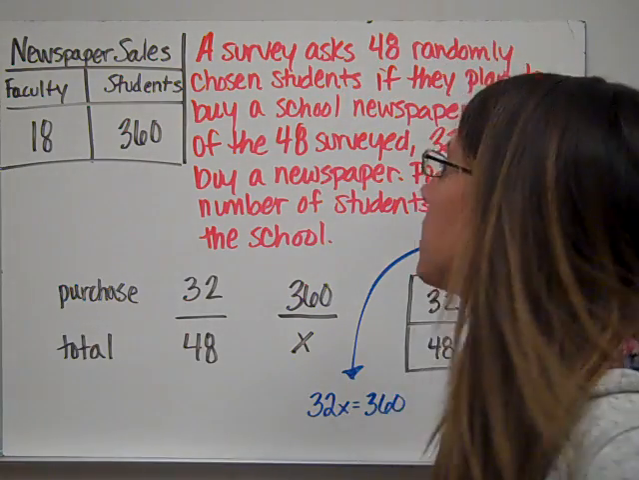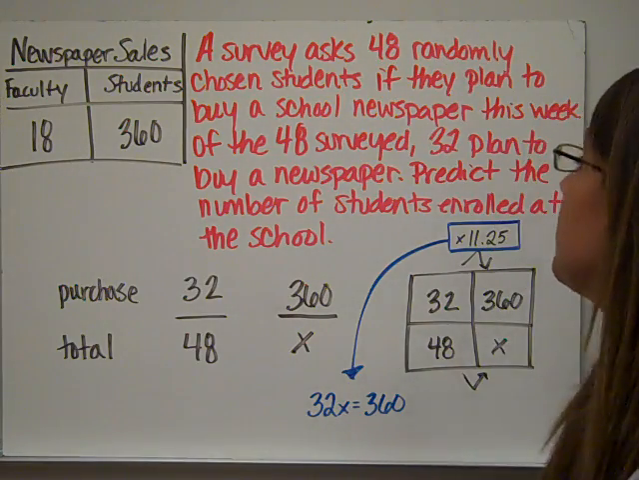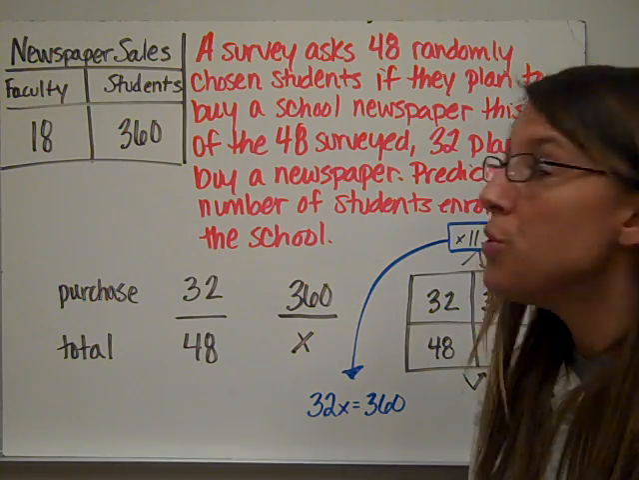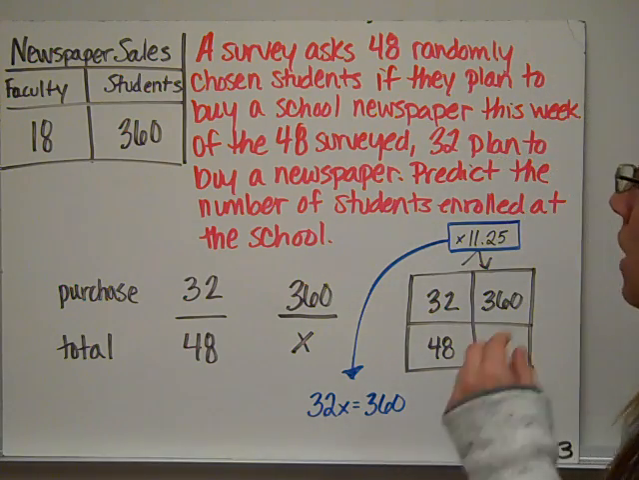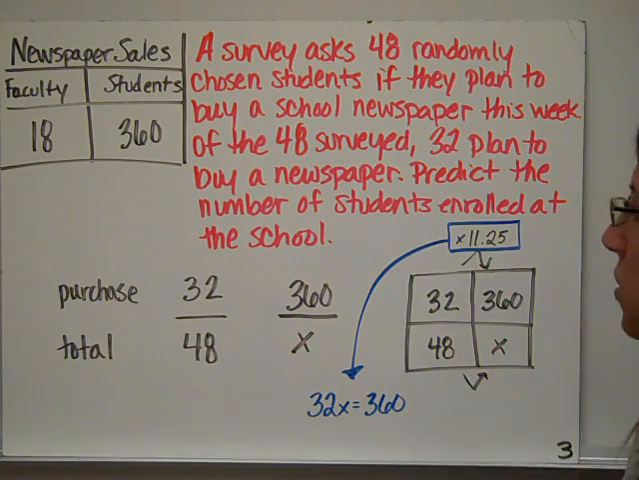Here's another. A survey asks 48 randomly chosen students if they plan to buy a school newspaper. Of the 48 surveyed, 32 plan to buy a newspaper. So predict the number of students enrolled at the school.